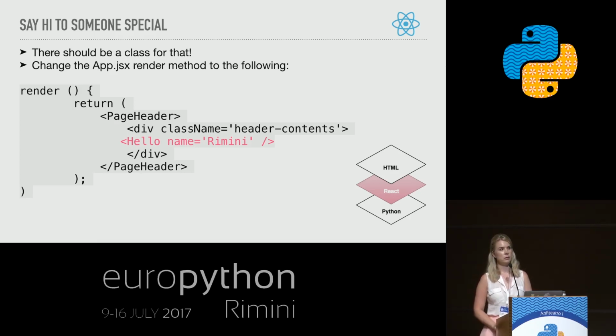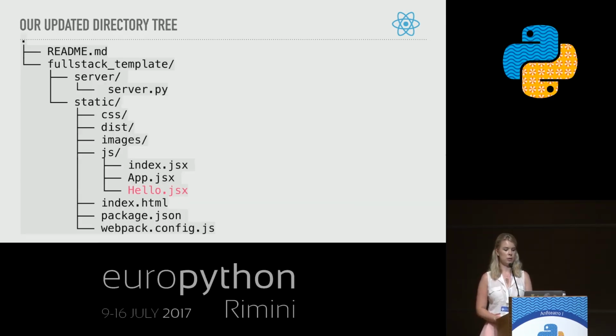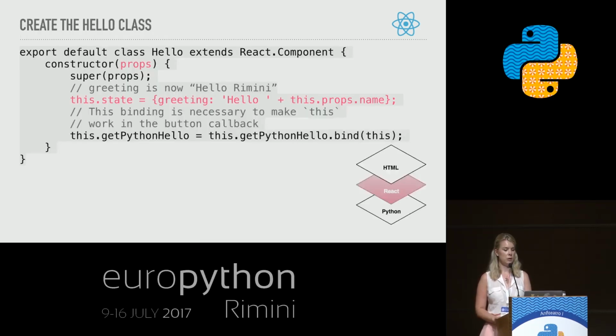What we want to do is create a class called hello.jsx, and pass in a parameter to it that is the name we want to say hello to. Okay, so how do we do that? To do that, you need to add a hello.jsx file, naturally. And then you need to create the hello class. As previously, you need to export default on the class to make sure it's accessible outside.